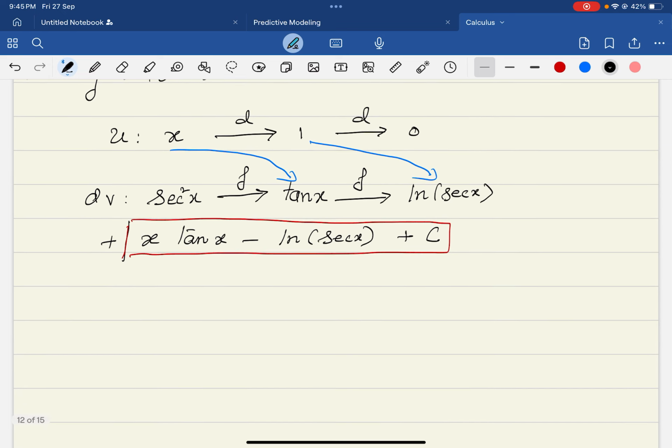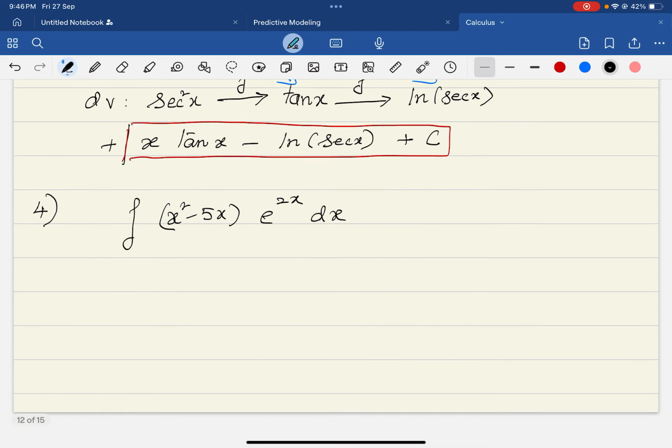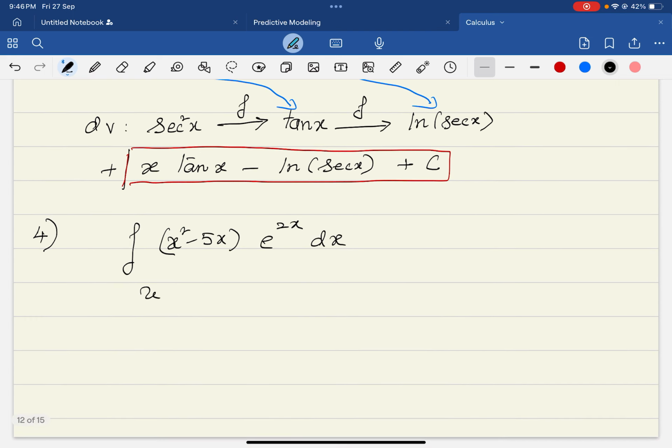The fourth one is the integral of x square minus 5x times e raised to 2x dx, suppose. Now this is also algebraic. So first we take u as x square minus 5x and dv as e raised to 2x. Now the derivative of u is 2x minus 5, its derivative is 2 and its derivative is 0.